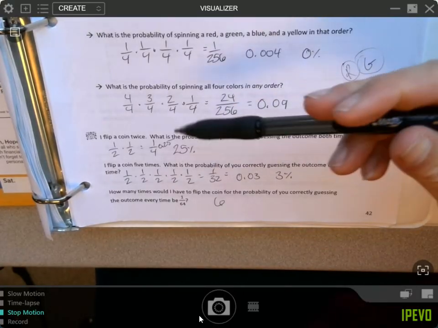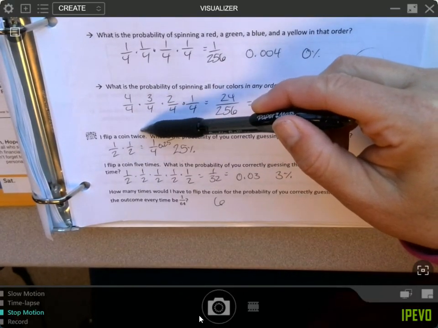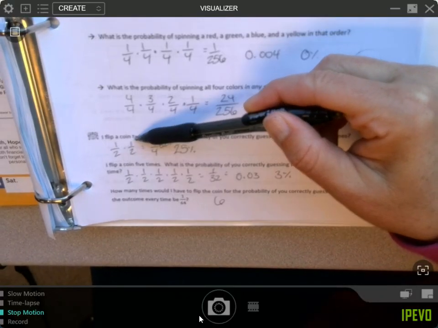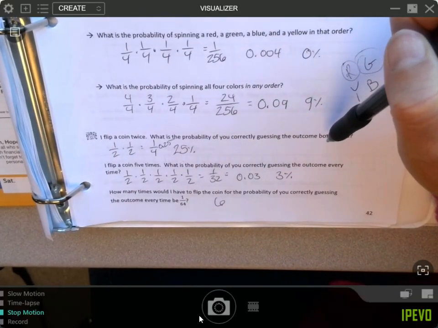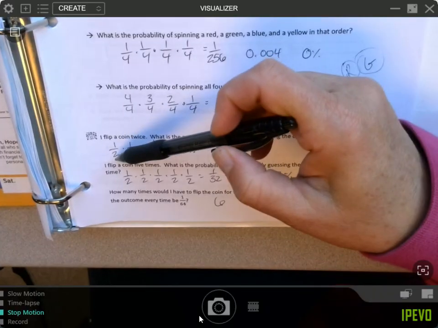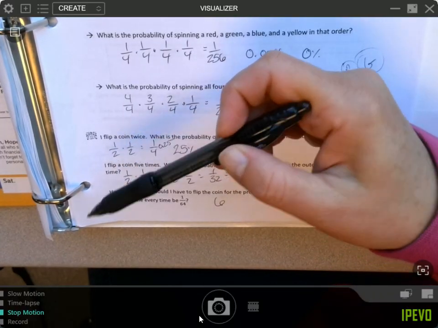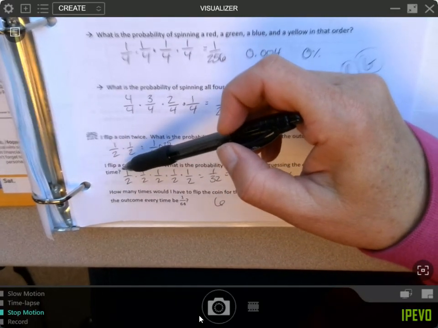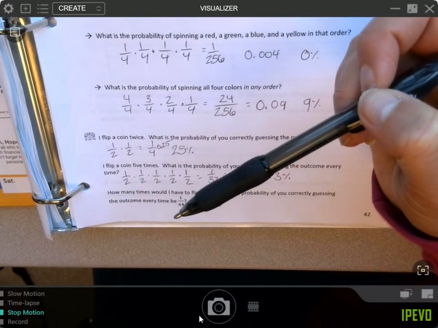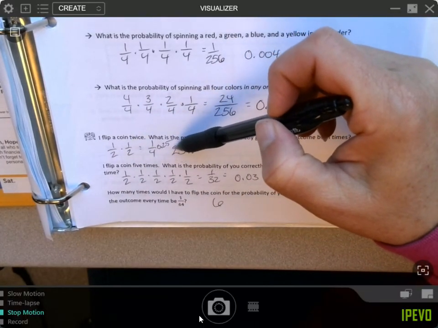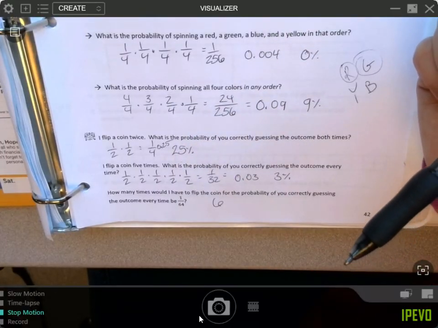Then we have, you flip a coin twice. So that's 2 events. Then what is the probability of you guessing the outcome both times? So heads or tails is 2 outcomes, and then 1 out of 2 of 1 out of 2, which would be 25%.